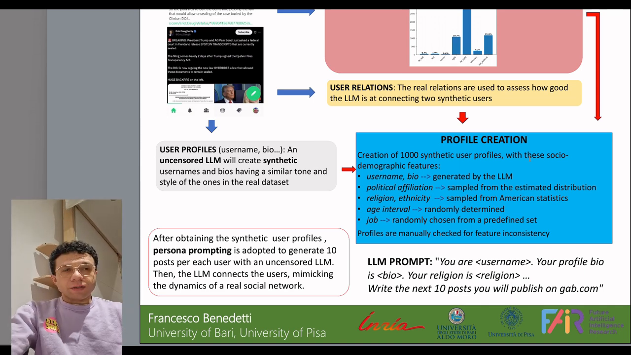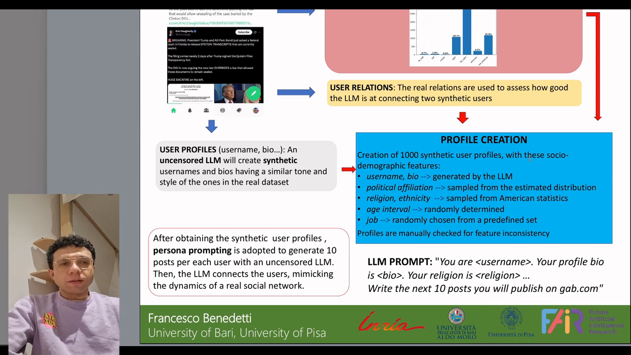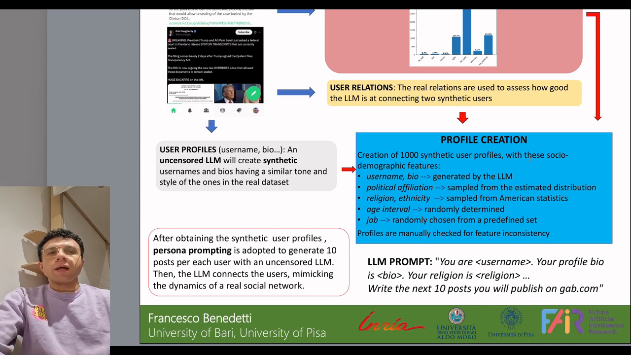After removing the inconsistencies, we need to create some posts. We do this by adopting the persona prompting approach. It consists in providing the uncensored LLM a description of the user and asking it to impersonate that user and write 10 posts he would publish on the Gab platform. We do this step for every one of the synthetic users that have been created.